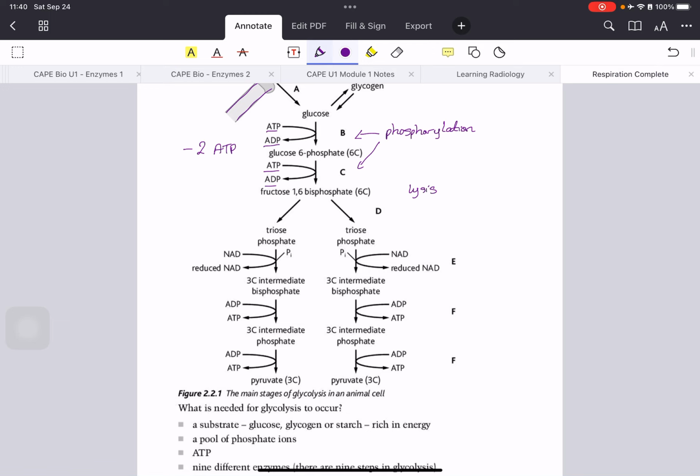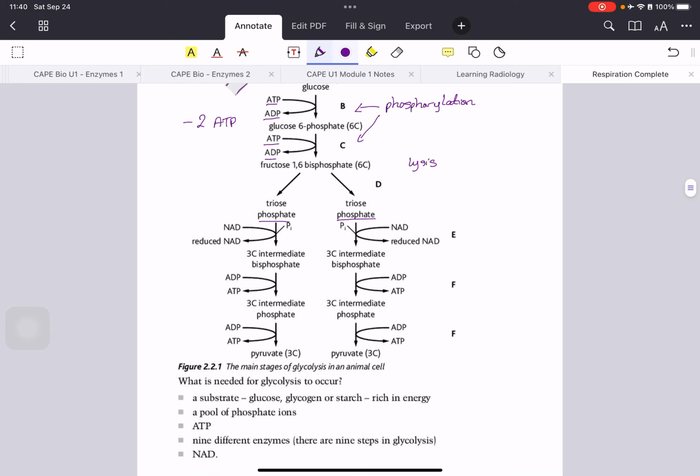The word lysis means to split, right? So fructose 1,6-bisphosphate is split into 2 molecules called triose phosphate. So they are the same molecules, triose phosphate. Now each triose phosphate molecule will undergo the same reaction, so essentially all the reactions are now doubled. Okay, right. So in step E, we have oxidation.